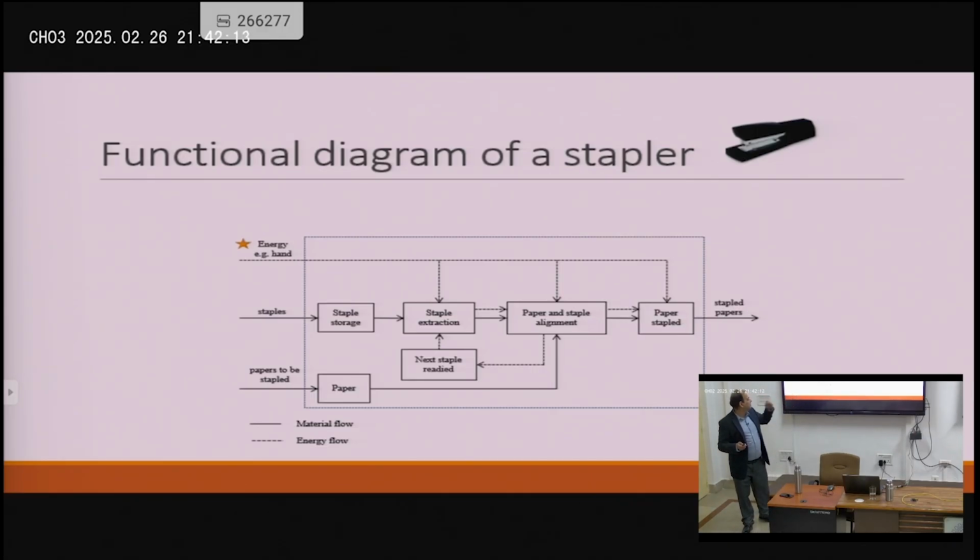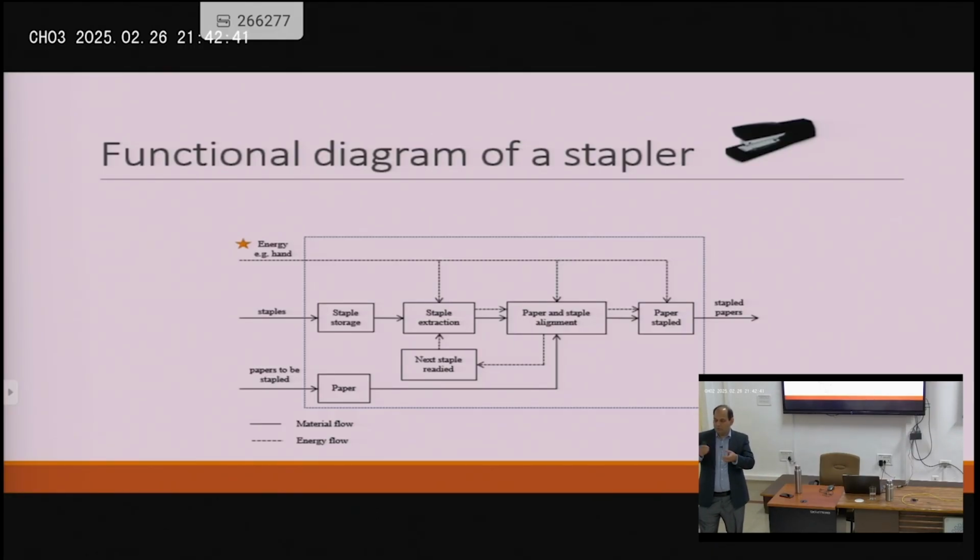The solid line is material flow and the dotted line is energy flow. So the solid, apologize for the small font. The top line is dotted, and all this energy is flowing to multiple of these boxes, right? So there's staple extraction. You put a whole cartridge of staples in there, and something has to extract one to use it, right?